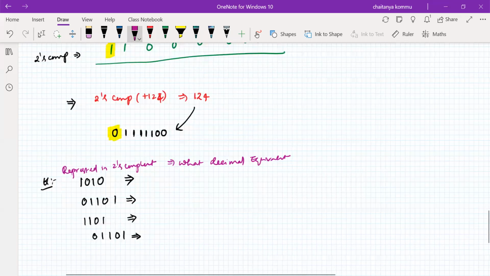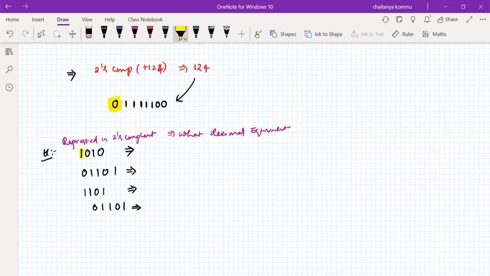Observe that. Please remember, observe that. Here, what is the MSB? 1. That means it is a negative number. What is its MSB? It is a positive number. What is its MSB here? Negative number. What is this? It is a positive number. Agreed?